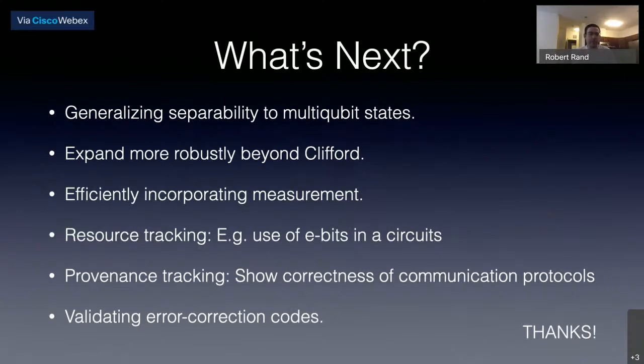Cool. Another question from Alejandro Diaz-Caro. What is beyond Clifford? Is it all typed by top?